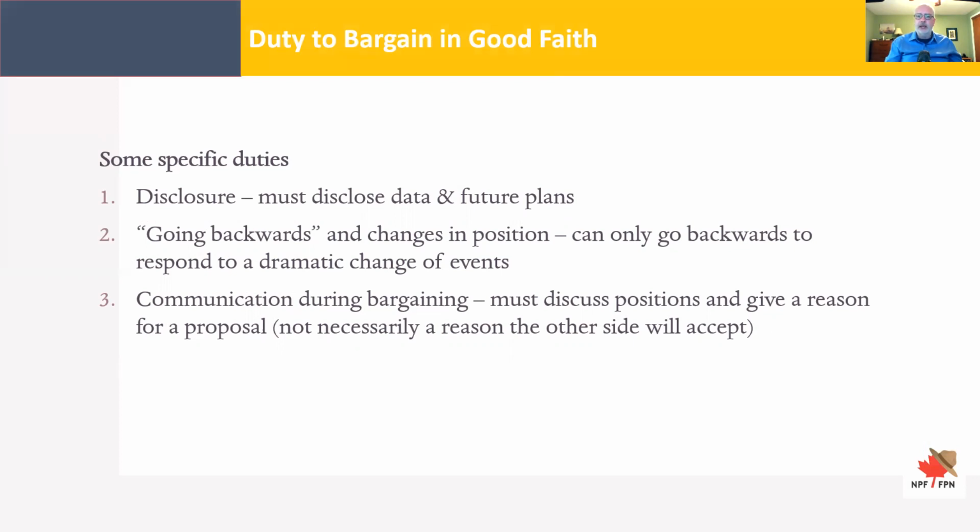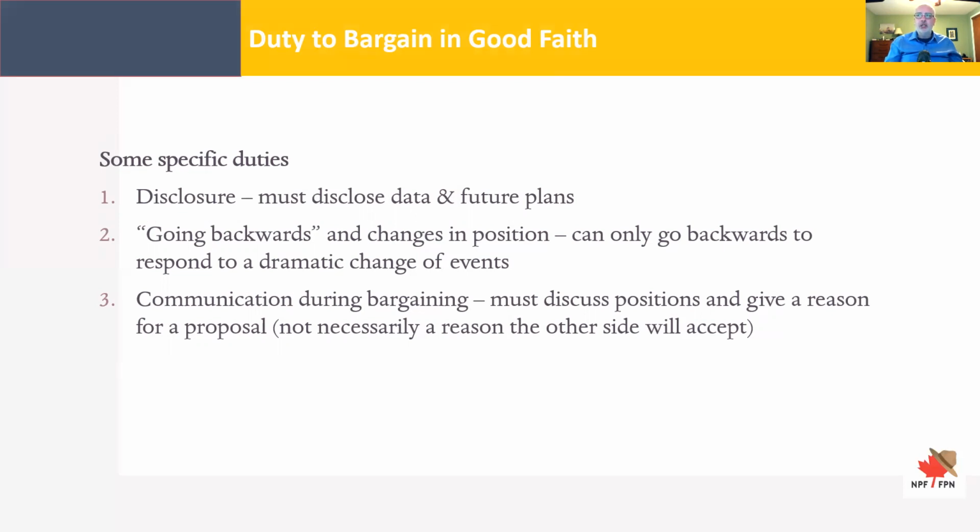The second thing that goes into the duty of bargaining in good faith is going backwards. Parties are not allowed to go backwards. They're not allowed to change their position. So to give an example, suppose an employer offers a 2% wage increase. The union says, I want 5%. The employer is not allowed to say, I'm so offended by your 5% ask that I'm reducing my proposal to 1%. You can't do that.